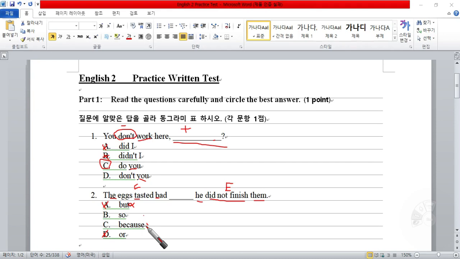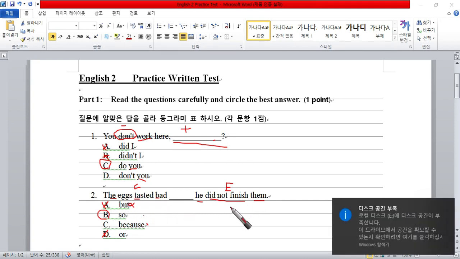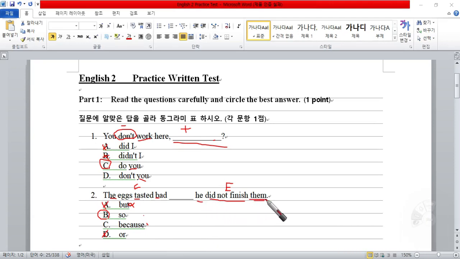Okay. The answer, B. Okay. The eggs tasted bad, so he did not finish them. Okay. Now, if we'd written it the other way around, he did not finish the eggs because they tasted bad. All right, so that's fine. Okay, so because, you'd have the effect and then you'd have the cause clause.